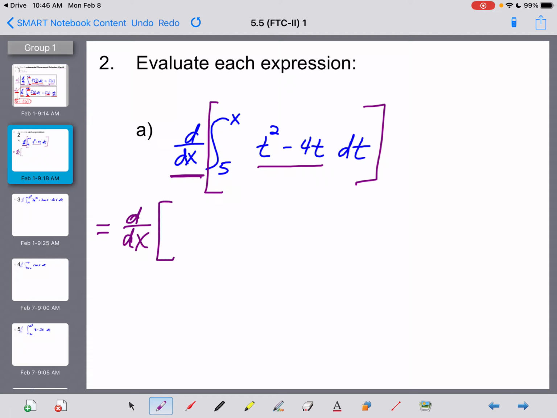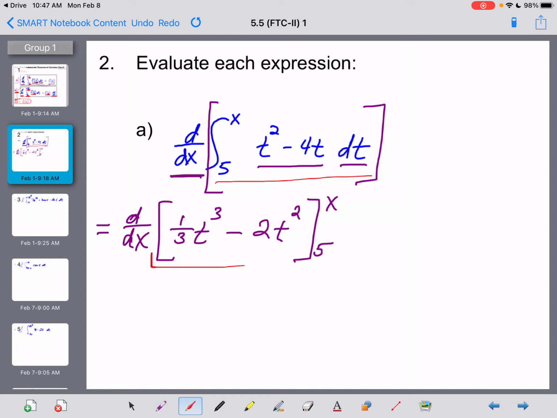And now let's start worrying about what we've been doing for a while now, using Fundamental Theorem of Calc Part 1. Let's evaluate this definite integral. So the first thing we do is anti-differentiate the integrand with respect to t. So the t squared becomes a 1/3 t cubed, or a t cubed over 3, however you want to do that. And the minus 4t is going to become a minus 2t squared. There's your antiderivative. Let me close the brackets, and we're evaluating this now from 5 on the bottom up to x on the top.